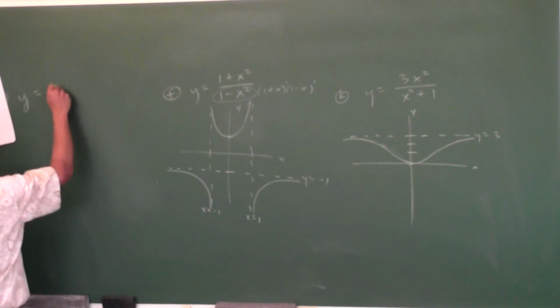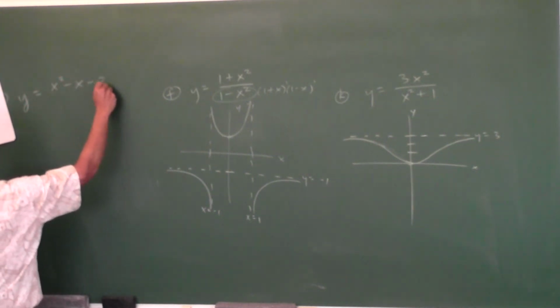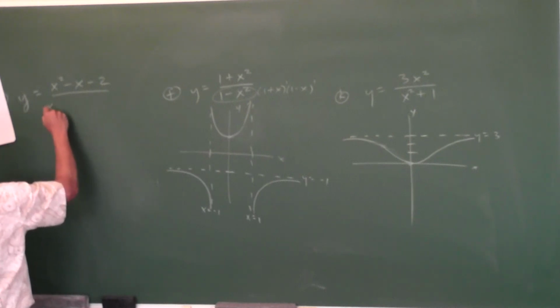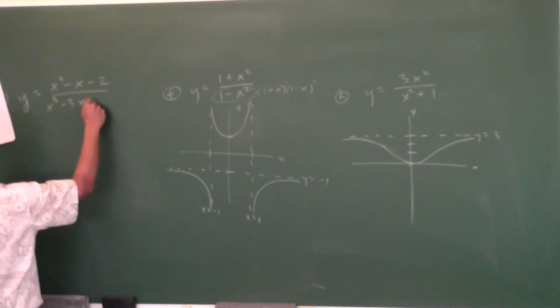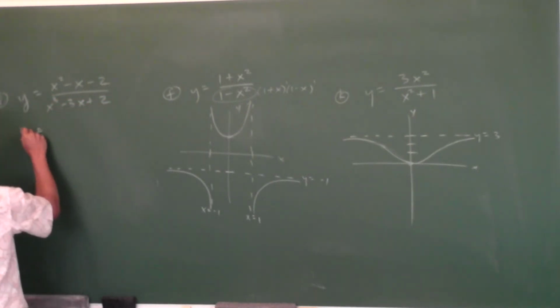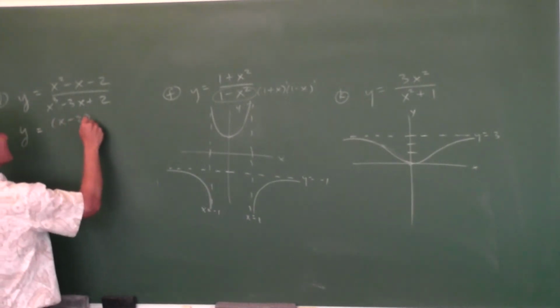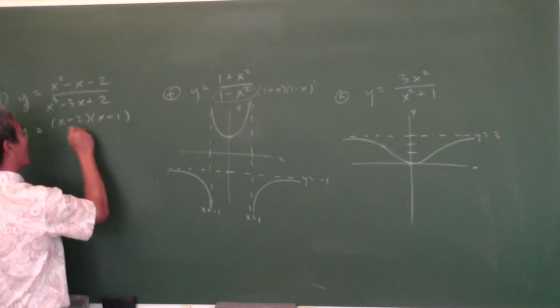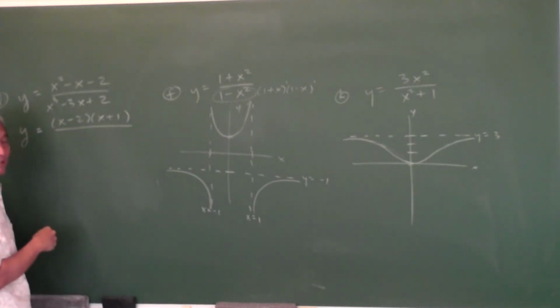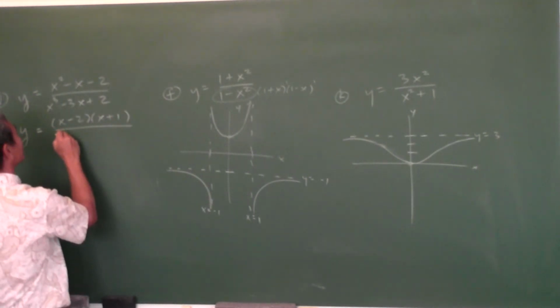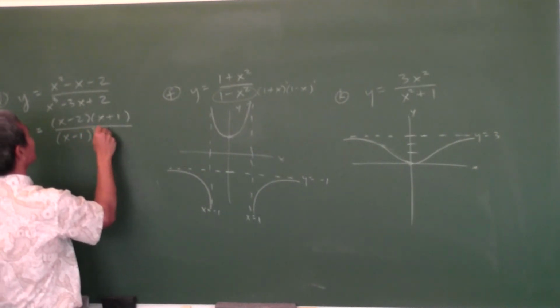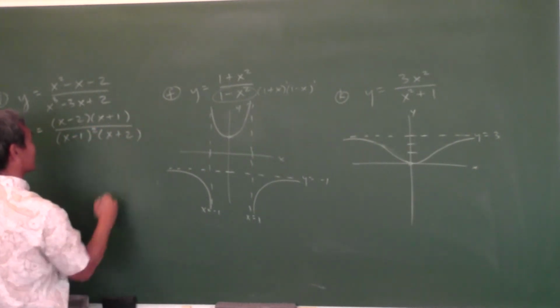Y equal x squared minus x minus 2 all over x cubed minus 3x plus 2. Well, did you guys factor it? So if you factor the top, what is that? X minus 2 times x plus 1. And the bottom, you have to do synthetic division, right? So if you do synthetic division, you get x minus 1 squared times x plus 2, correct?